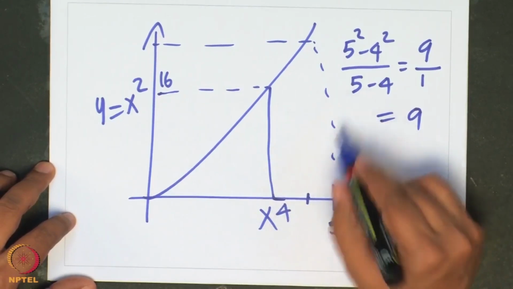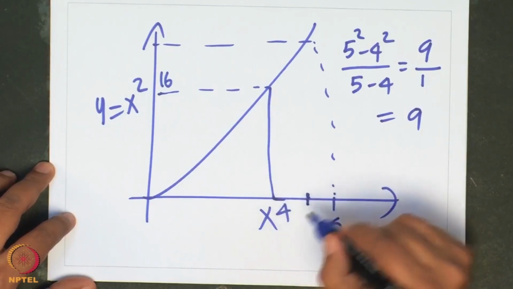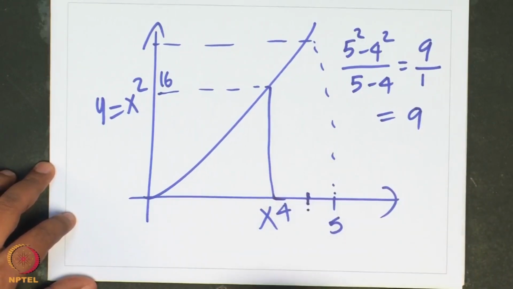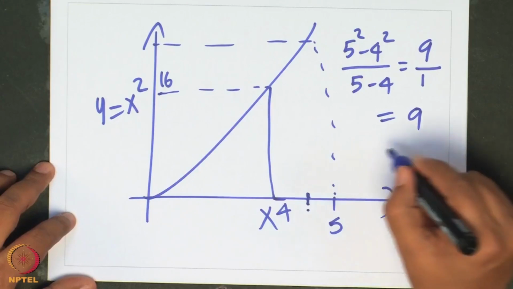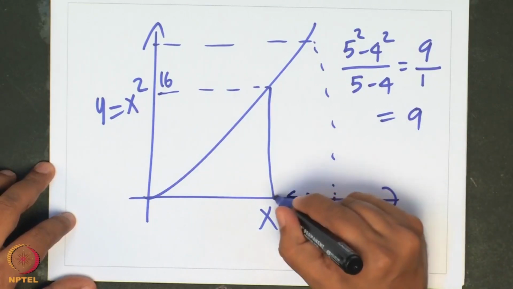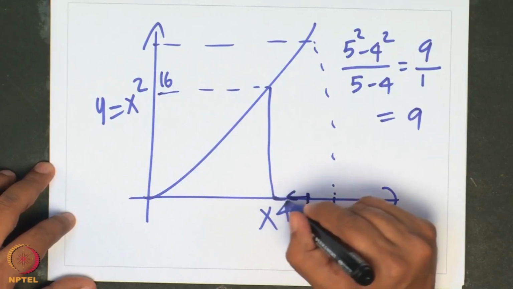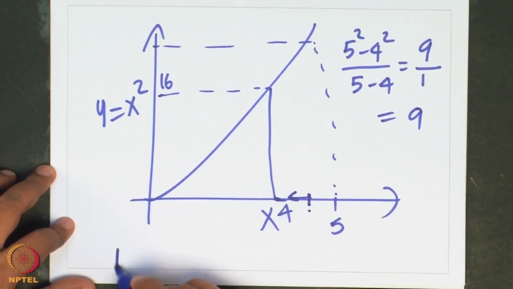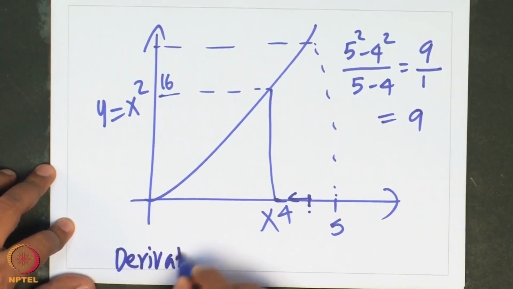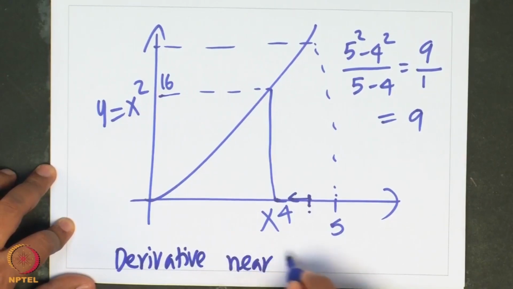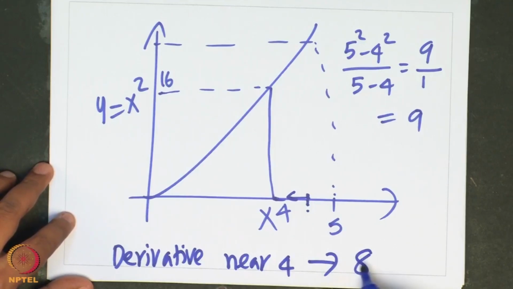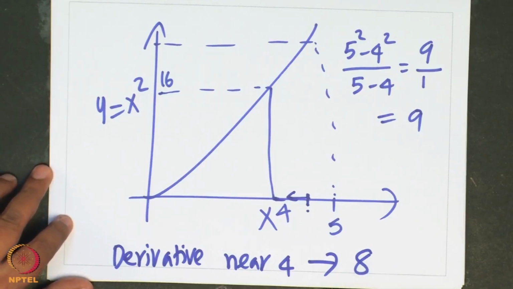Calculate the slope between 4 and 4.5. You will get 4.5 square minus 4 square divided by 4.5 minus 4. You will get an answer which is smaller than 9. And as we come closer and closer to 4, as delta x becomes smaller and smaller, you will get the derivative near 4. The derivative near 4, the slope near 4, will be 8. As delta x tends to zero, it will approach 8.